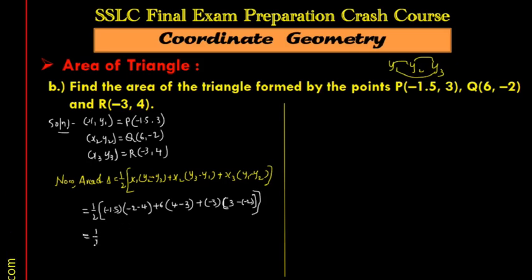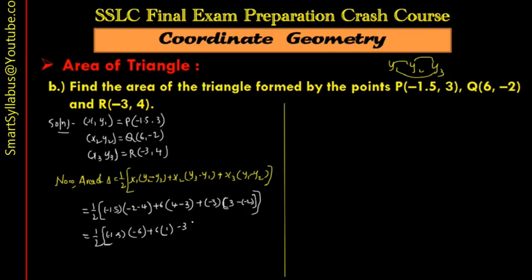That's equal to half as it is, minus 1.5 as it is. Now minus 2 minus 4, both have the same sign, so add them. Minus 2 minus 4 is minus 6, plus 6. 4 minus 3 is 1. Now plus into minus, minus 3. Now inside this bracket, 3 as it is, here minus into minus is plus, so it's 2.